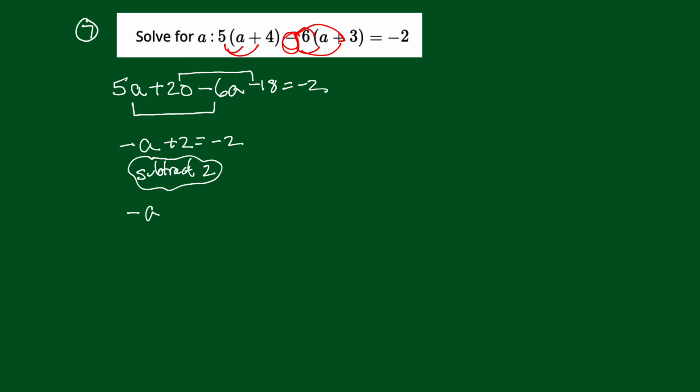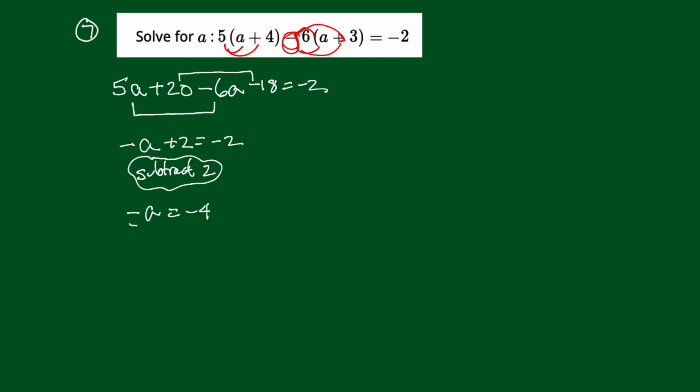You're going to get negative a. Now plus 2 minus 2, right? Plus 2 minus 2 is 0. That's gone. I don't even need to write the 0. Equals, now, subtract 2 from this side. So you have minus 2, and then you got negative 2, and then minus 2. Negative 2 minus 2 is negative 4.